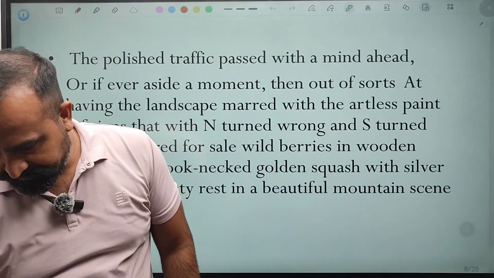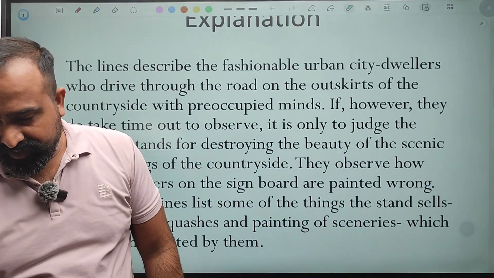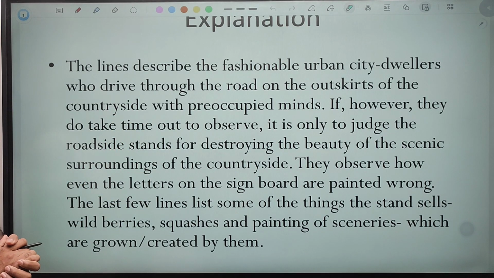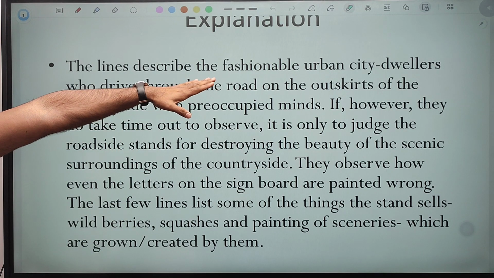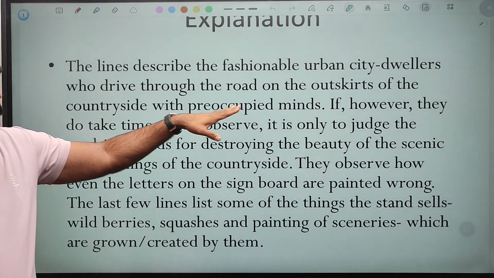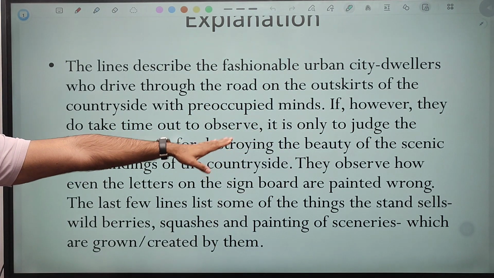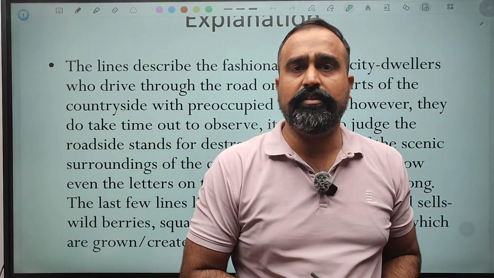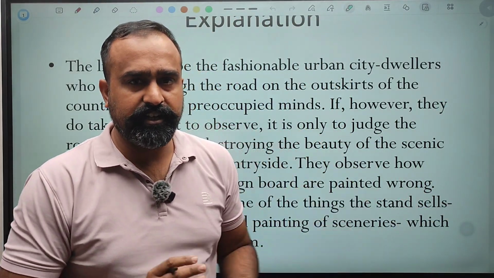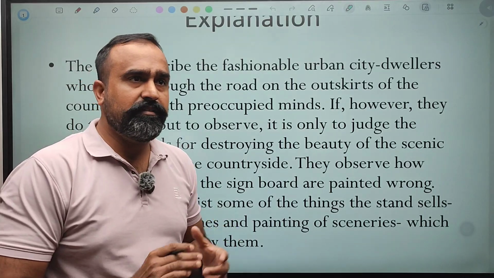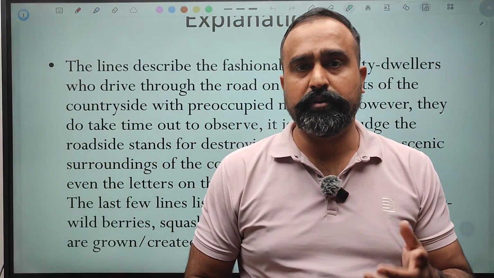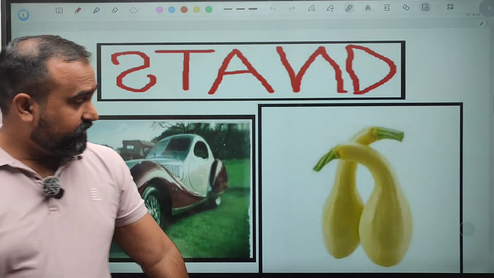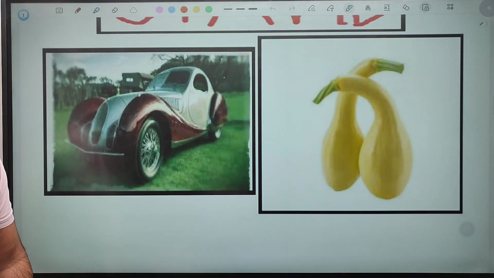Okay. Next. Now we come to this. This is the explanation of this paragraph which we have just read. So you can take a screenshot of this part. Describe the fashionable urban city people who drive through the road without stopping it. Even if they stop it, only to judge that your paint is wrong, your spellings are wrong, it is destroying the landscape and all that kind of complaint. Let us see the perspective of the poet, what he is saying, what he wants to say about these city people. Next para. Yeah, these are the examples of the cars and squashes, golden squashes.